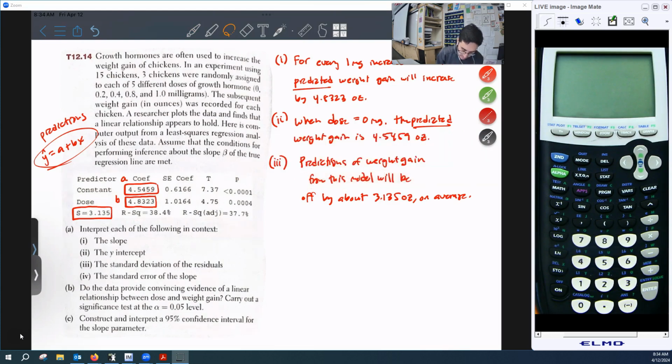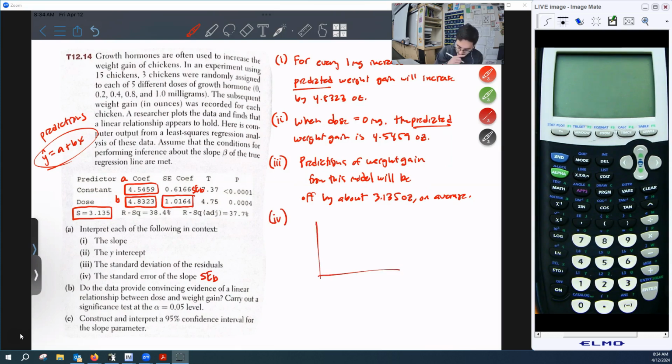The fourth item there is the standard error of the slope. We usually refer to that using the notation SEB, and that's going to be the value next to the slope in the computer output. So SEB is right there. This number tells us how much the slope of the sample regression lines varies from the true one.